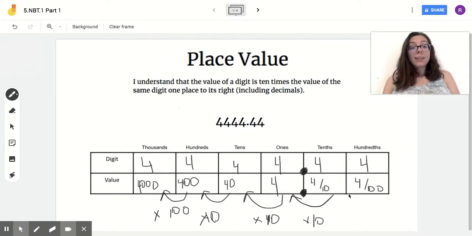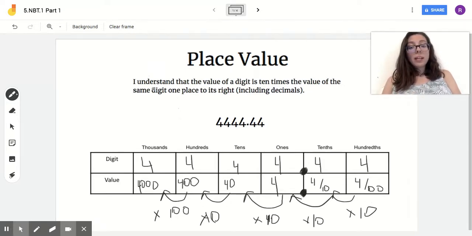But if we look at a size comparison, 4 out of 10 is much larger than 4 out of 100, isn't it? It's 10 times larger. So again, 4 tenths is 10 times larger than 4 hundredths. In the next video, some of you might already be seeing that if 400 is 10 times larger than 40, then we could go the opposite way and say 40 is 10 times smaller than 400, which is true.